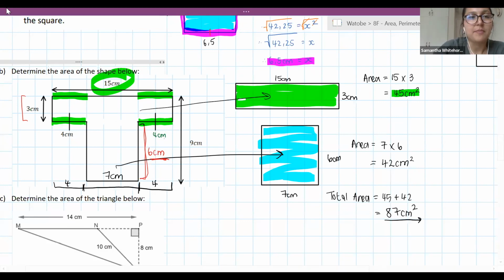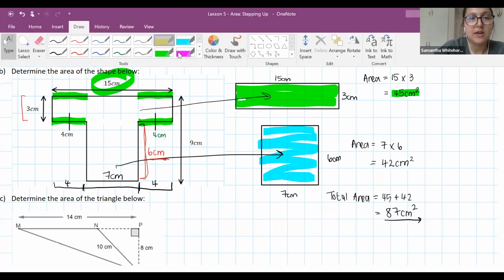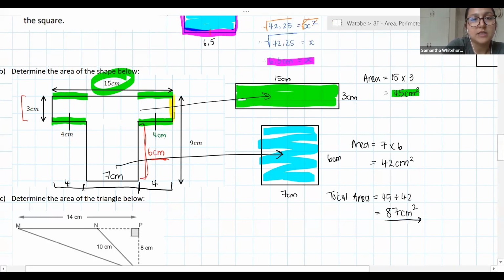And then the same thing happens for the 6 centimeters. I've already got the 3 centimeters along sort of the top bit of the T. And if the whole thing is 9 centimeters, what I'm then missing is 6 centimeters.